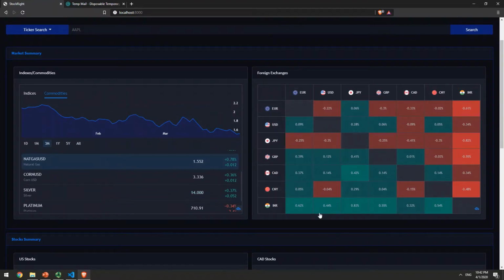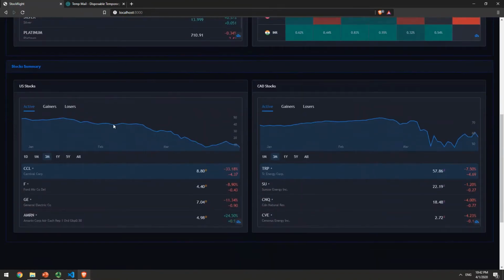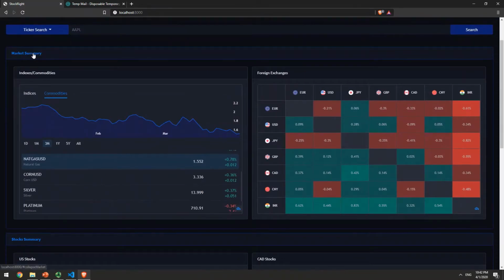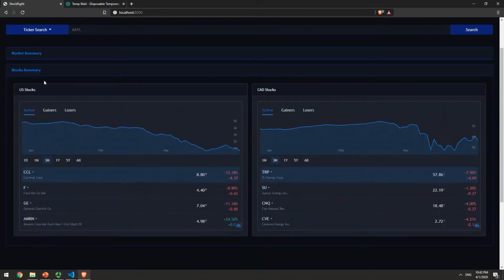On the right side here, you can see the foreign exchanges. This is essentially a heat map. What it's saying is that the Indian rupee compared to the European has gone up by 0.62% from the previous price. And then moving down, just collapse this. And then moving down, we have stock summaries. This is US stocks and Canadian stocks.